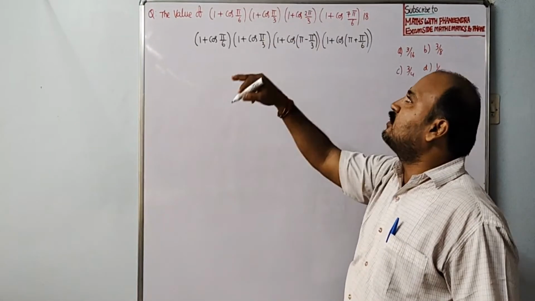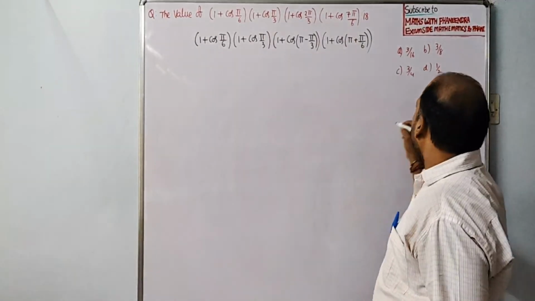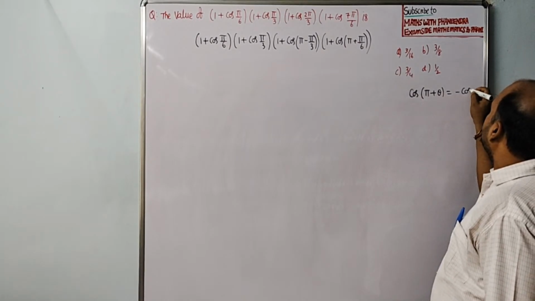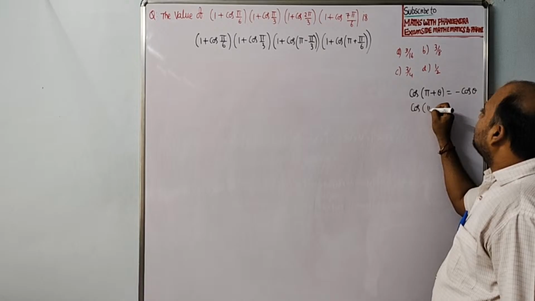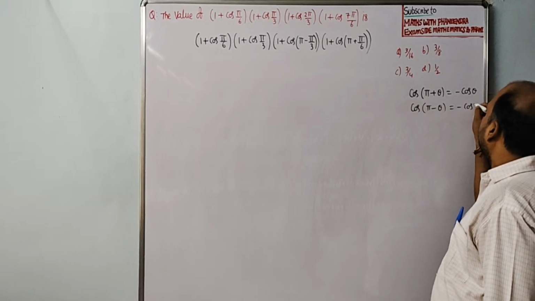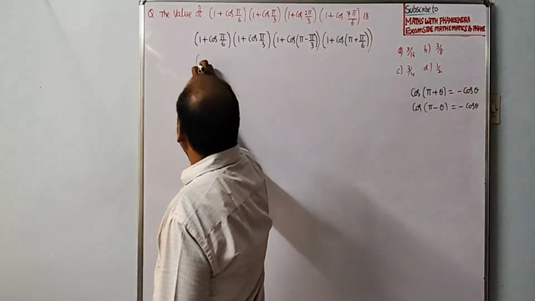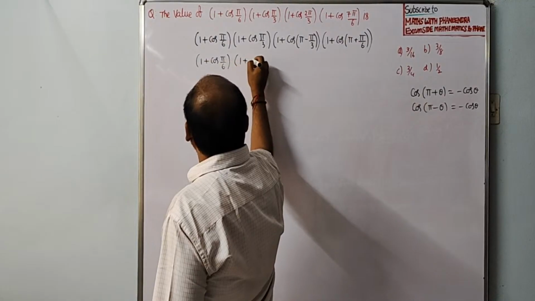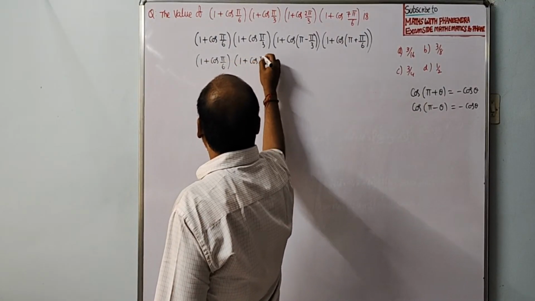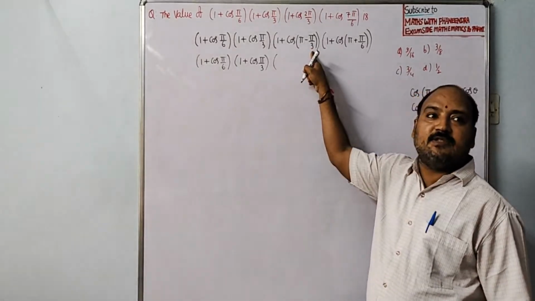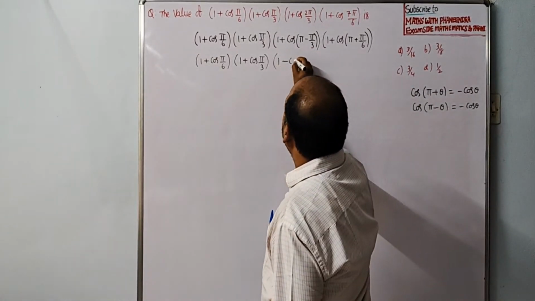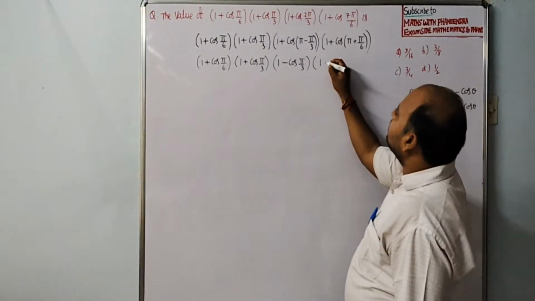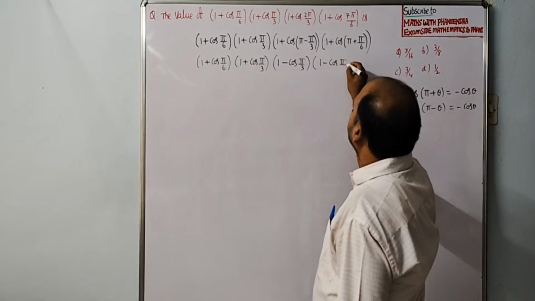Here 3 pi minus pi is 2 pi. You have to remember cos of pi plus theta is equal to minus cos theta. Cos of pi minus theta is also equal to minus cos theta. So therefore 1 plus cos pi by 6 first term and second term as it is we are writing. Cos of pi minus theta is minus cos theta, no? So 1 minus cos pi by 3 into cos of pi plus pi by 6 gives 1 minus cos pi by 6.